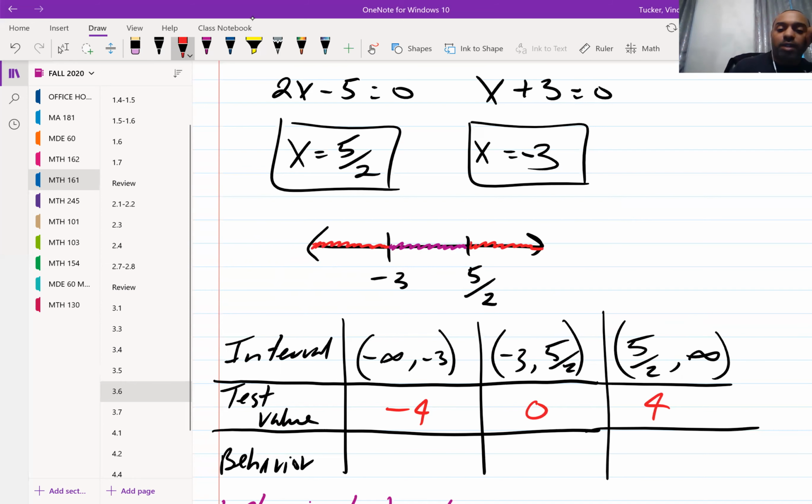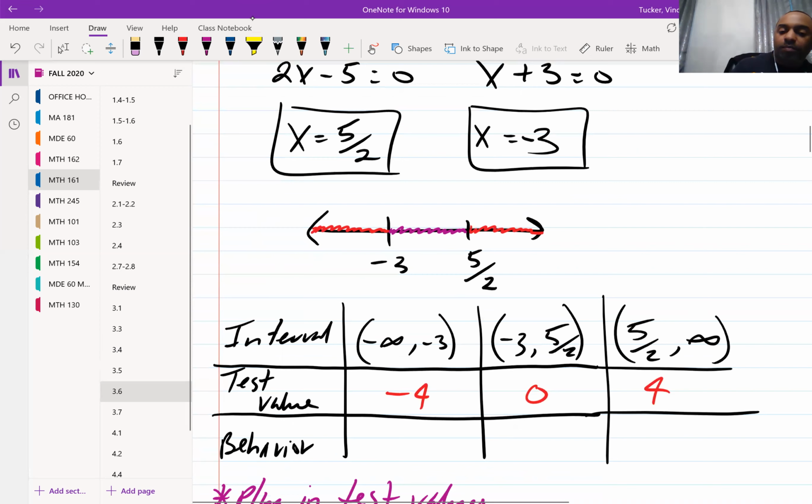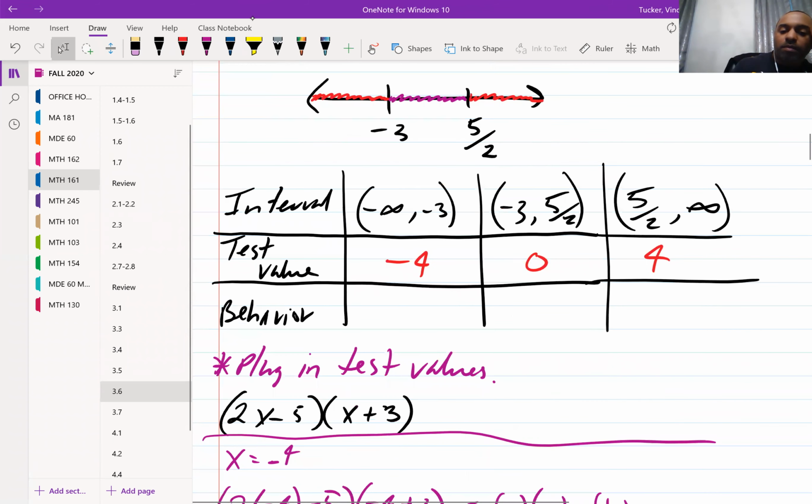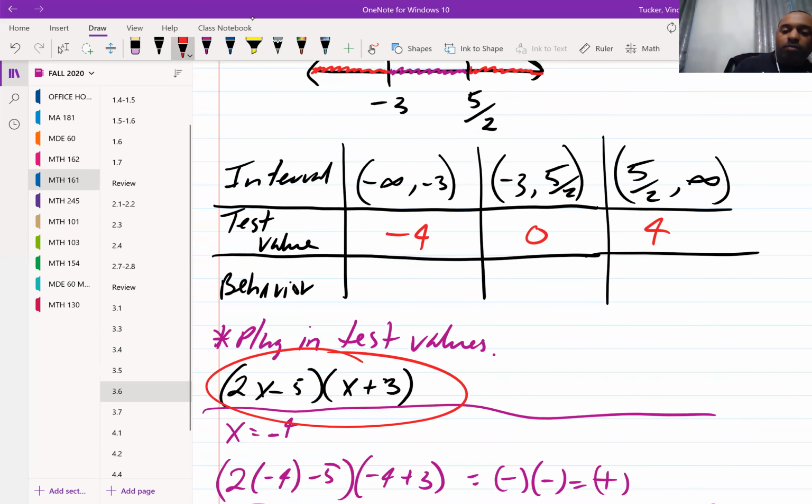Same thing with negative 4. I could use negative 1,000 if I wanted to. As long as it's in that interval, it's still going to give me the same type of result. In other words, look at this last row. The behavior is still going to behave the same way. Either it's going to be positive or it's going to be negative. That's an outcome. So you plug in those test values, and I plug it into my factored form, just an easier way for me to get my answers.